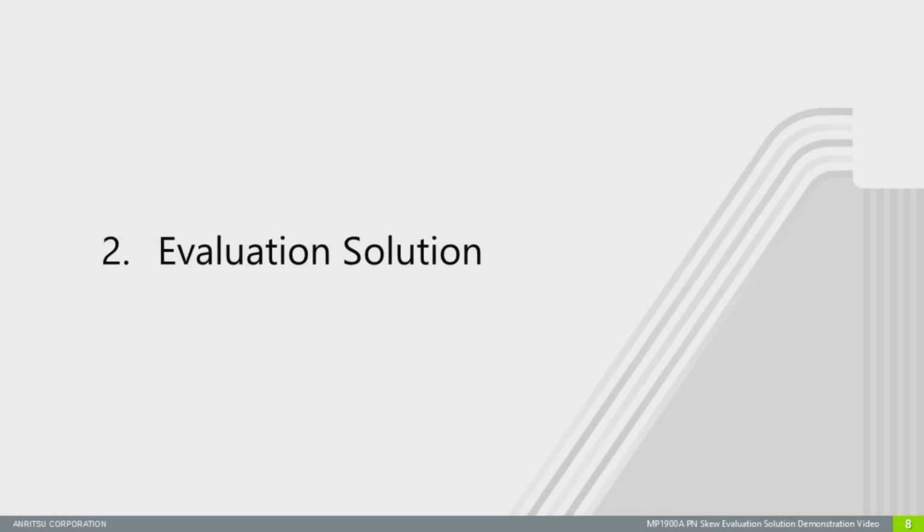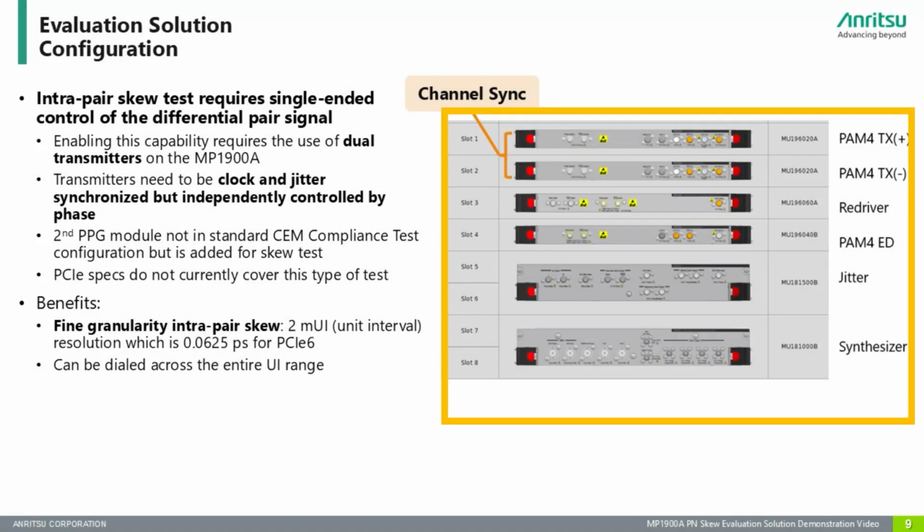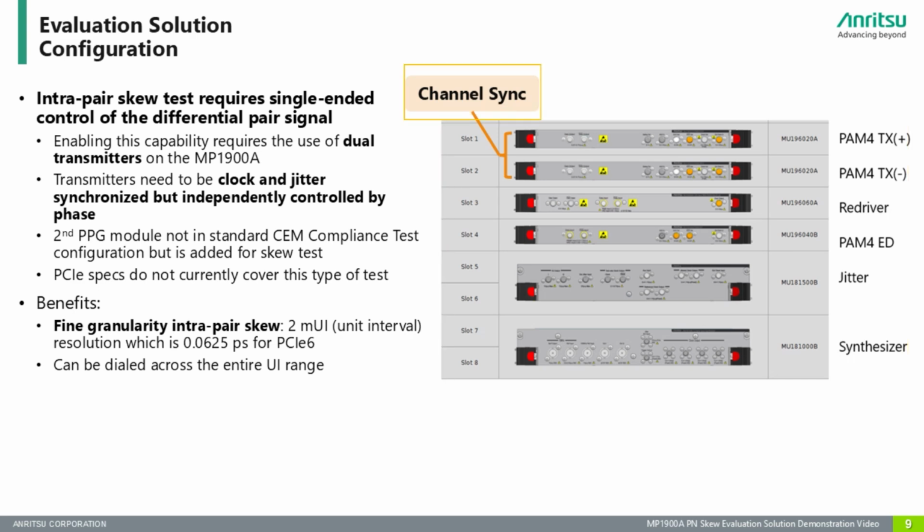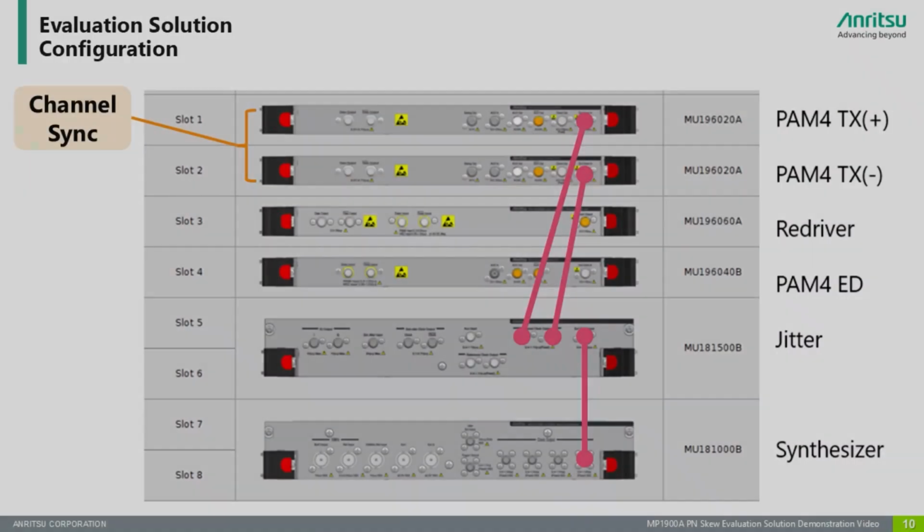To provide a solution to these challenges, a novel and reliable method using the MP1900A can be used to evaluate intra-pair skew. In this solution, two PPGs will be used, as seen in the following configuration. These transmitters should be clock and jitter synchronized but independently controlled by phase. This synchronization can be done using the multi-channel calibration function. Make the connections as seen in the diagram.